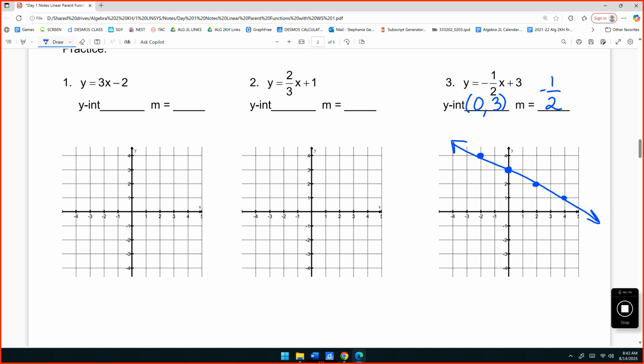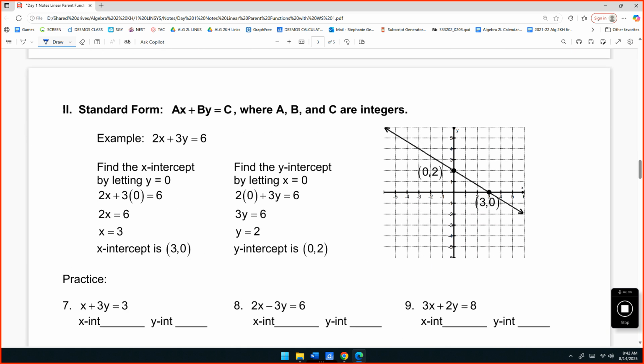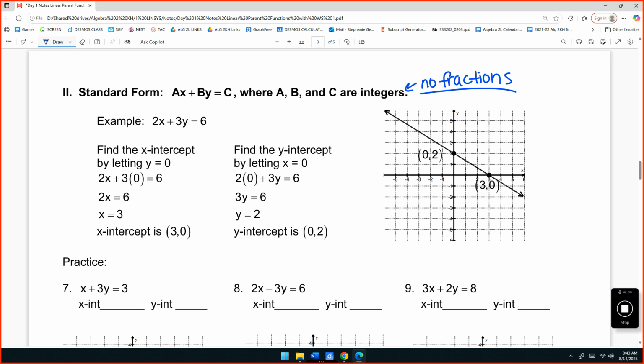Slope-intercept form, you good with that? I want to spend more time on the harder ones, the ones that we showed some trouble with. Okay, standard form. Standard form looks like this: ax plus by equals c, where a, b, and c are integers. So what that means is there are no fractions. So for something to be in standard form, there are no fractions. It's a fancy form, and an easy way to graph in this form is to graph with intercepts.